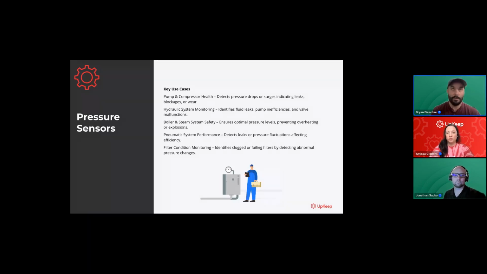Pressure sensors, same thing, right? They're all going to be relatively in the same alignment, just depending on what you're looking for. Pumps, compressors, of course, hydraulic systems, boilers, pneumatics, filters. For filters, we use differential pressure sensors so we can measure upstream and downstream pressures and know if there's some sort of blockage in the media. Hydraulic systems: everything is running off of a flow, and the restriction to that flow creates a pressure. We want to monitor that pressure. We can also monitor flow too, if that makes it better for you.